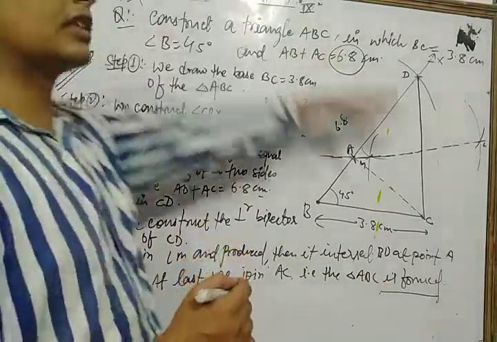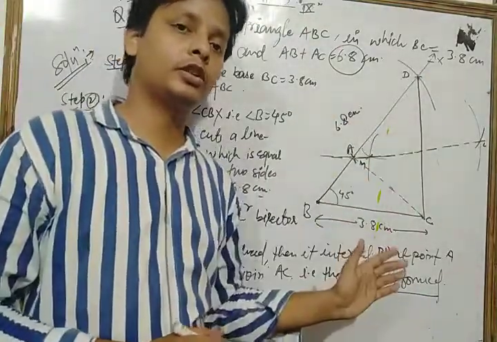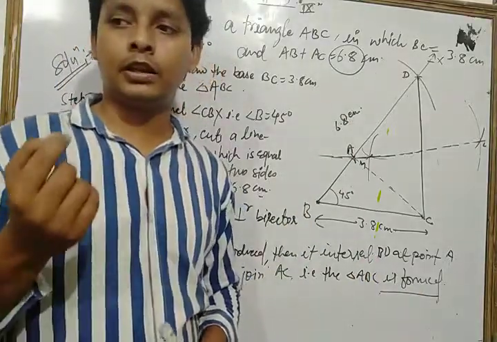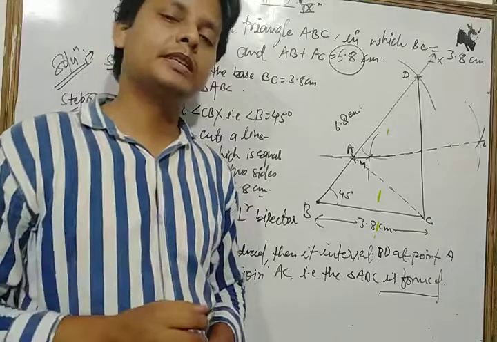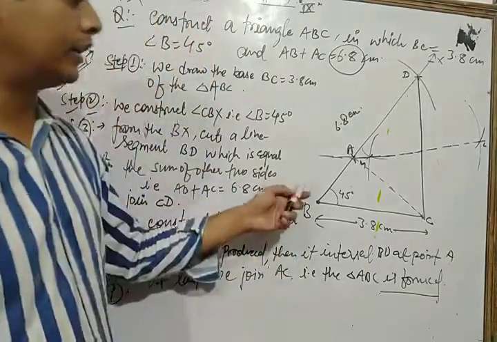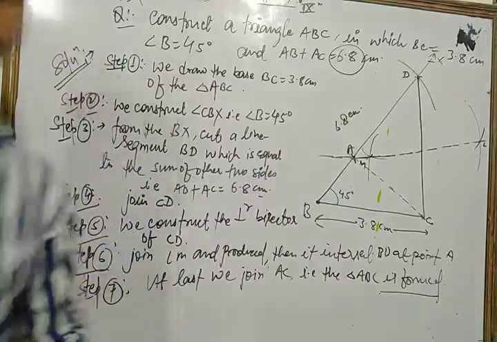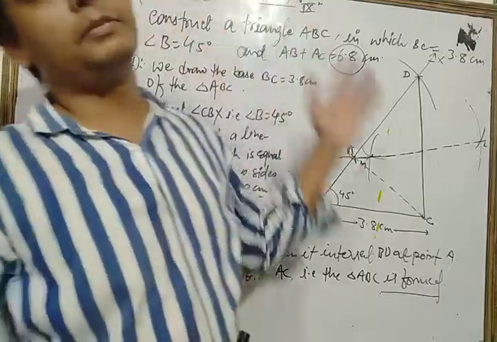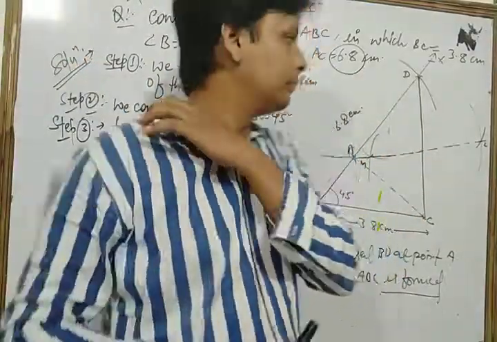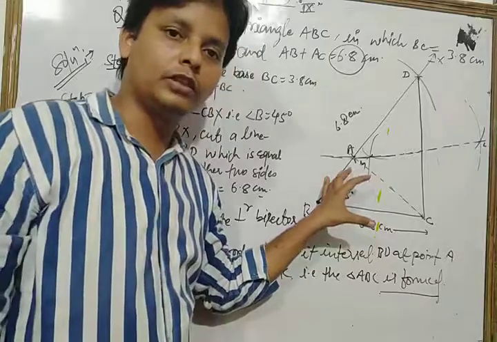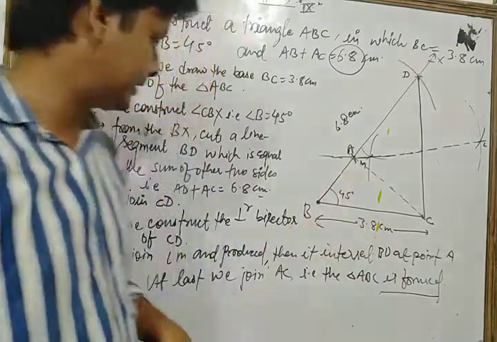So dear student, this is the whole process to construct a triangle ABC when the length of its base, one base angle and the sum of the other two sides are given. In this way, this is the whole process to construct that type of triangle. Let's see once more, dear student. This is one of the most important parts of your chapter. Okay, let's see.